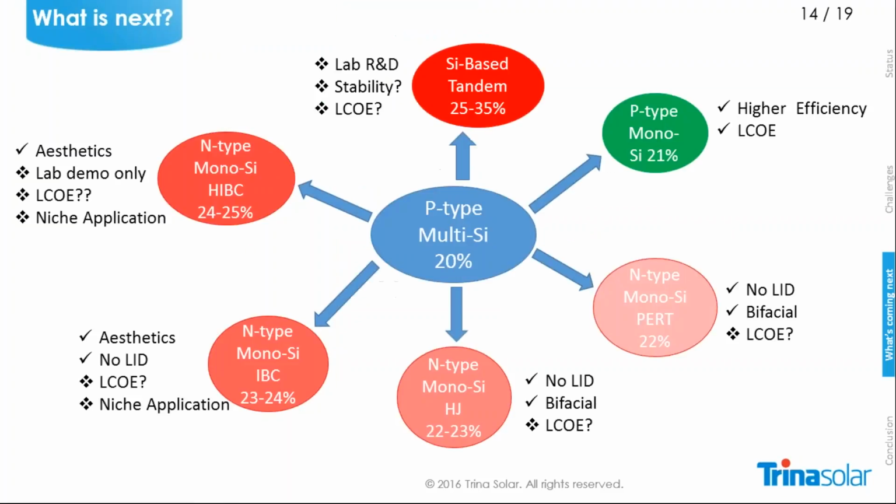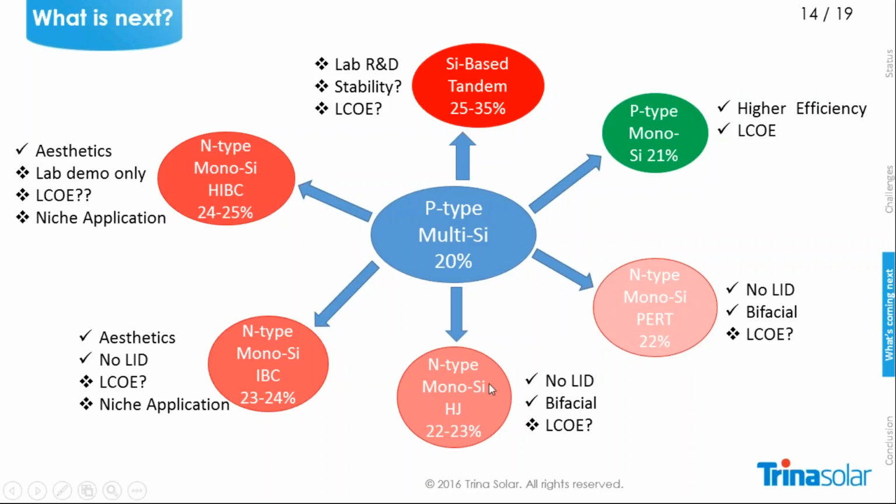So what's coming next? As you can see here in the graph, we have the multicrystalline with approximately 20%, then the monocrystalline, which is also well introduced in the market, well known, and there we know the efficiency is high and the LCOE is proven. Next, for example, can be monocrystalline with PERT, with a high efficiency, with less light-induced degradation, and with, for example, bifacial products. But the question mark is also around the LCOE.